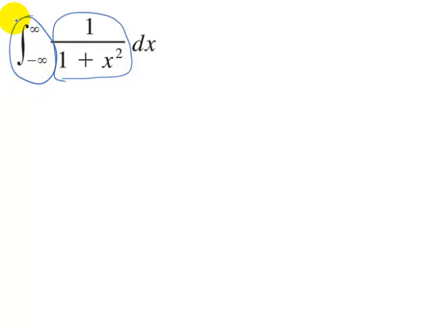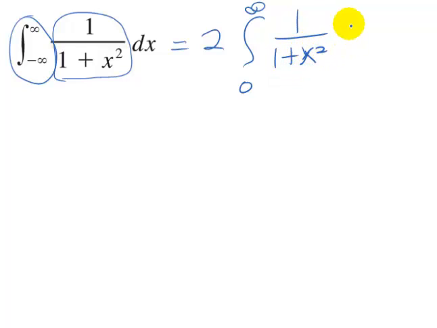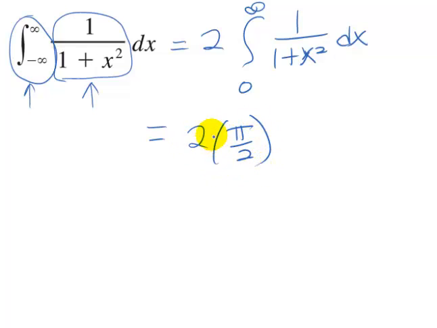We could take the answer we got from the last problem and double it, because this would equal 2 times the integral from 0 to infinity of 1 over 1 plus x squared dx. That will be true if we have an even integrand and a symmetric interval of integration, symmetric about 0. We just found the answer to the last one, and that was pi over 2, so we could double that and this would be pi.